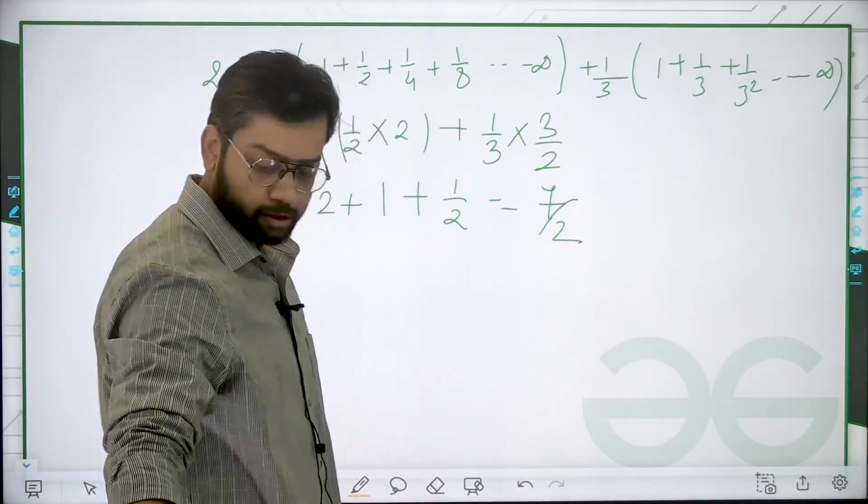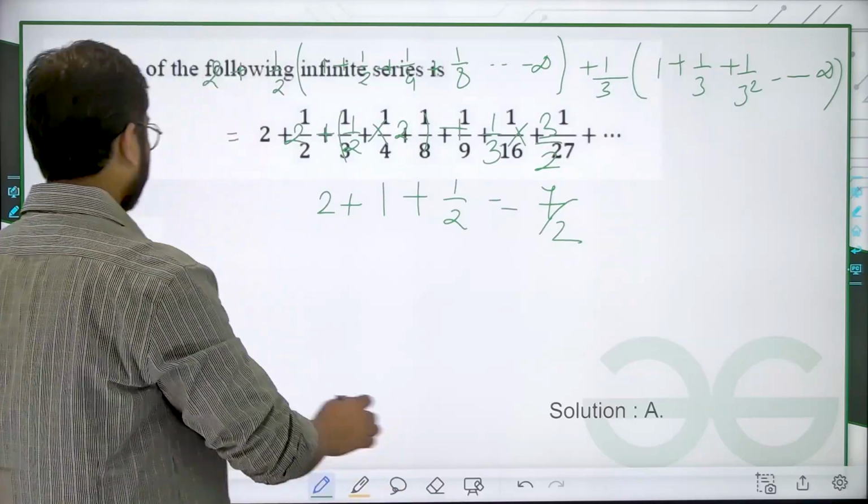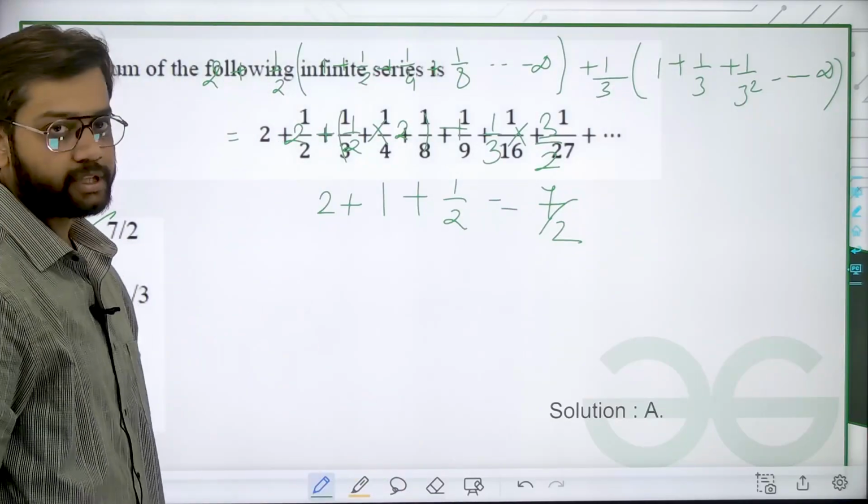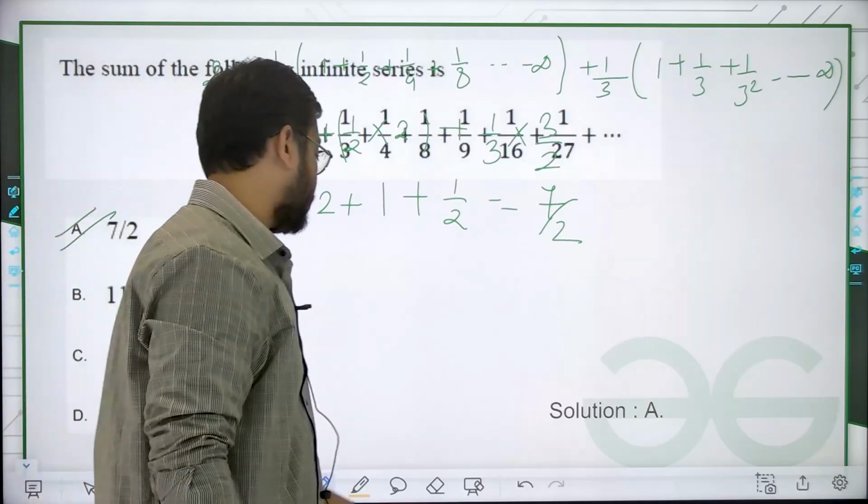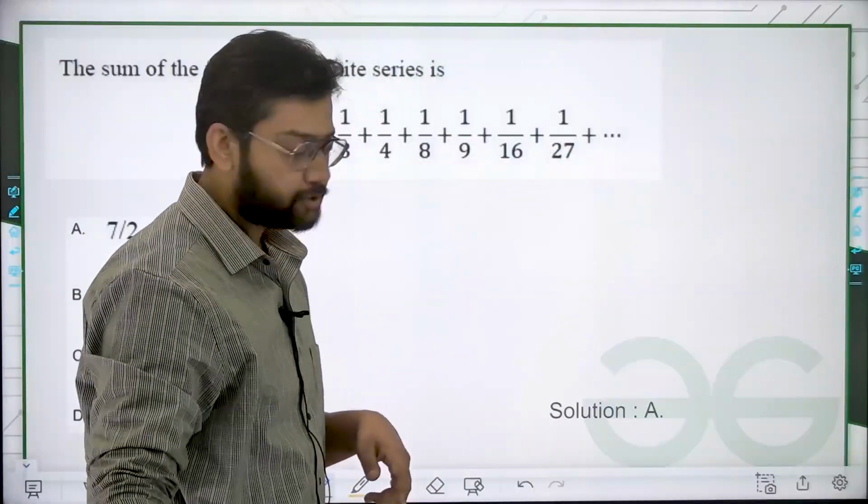Now checking the options, option number A, from mine the option 7 by 2 is accurate. From your answer it could be different, your options could be different, so just match your answers.